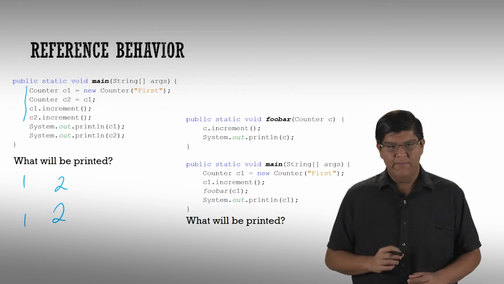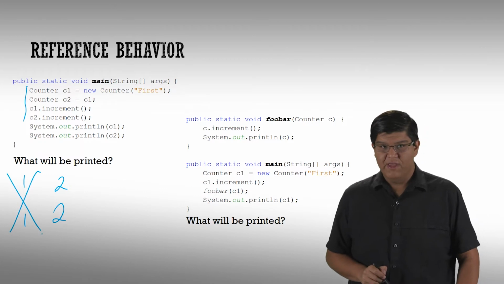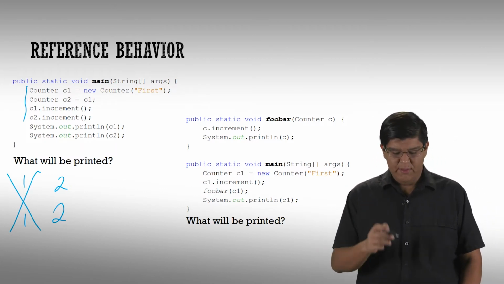That's the thought process there. But unfortunately, it doesn't quite work out because we are, in fact, dealing with reference types. So that's no good. So let's actually draw a diagram of how this maybe looks in memory.